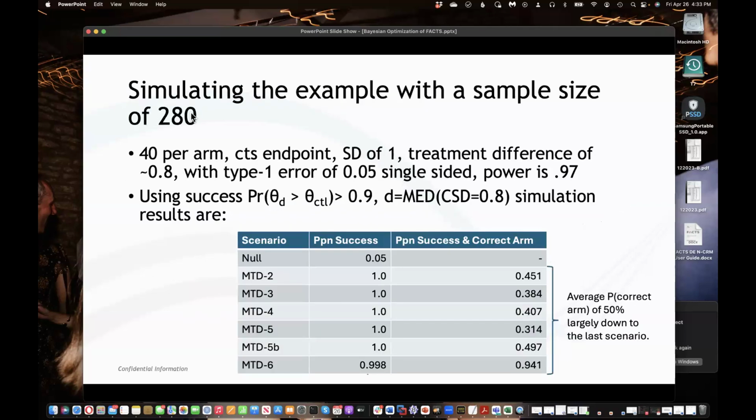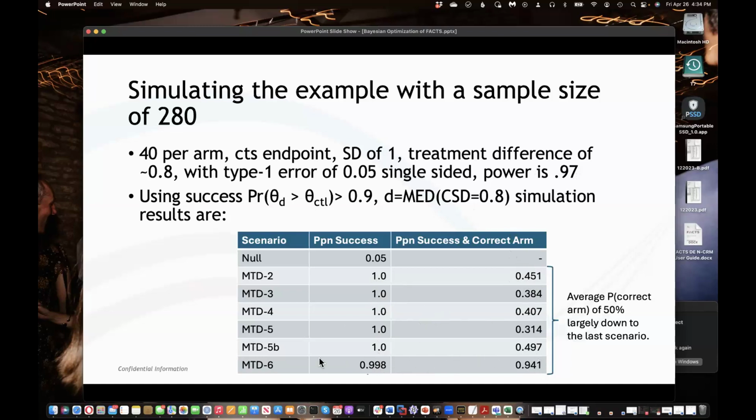So we plugged in a sample size, not quite the one found. I put in 280, so it was a nice 40 per arm, and simulated that. Interestingly, this was the proportion of times in each scenario that it picked the correct MED. You can see the actual probability of success was extremely high. The power, if you ignore the dose selection, is essentially 1 across all the scenarios.